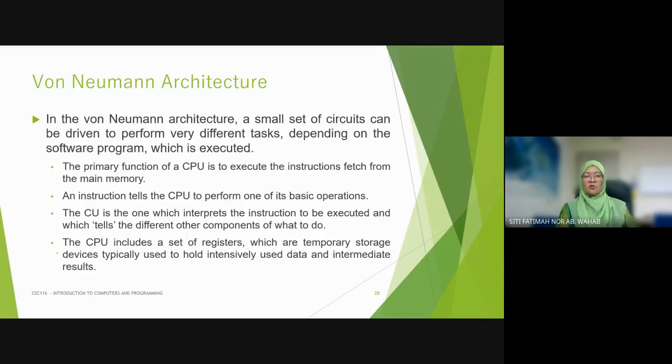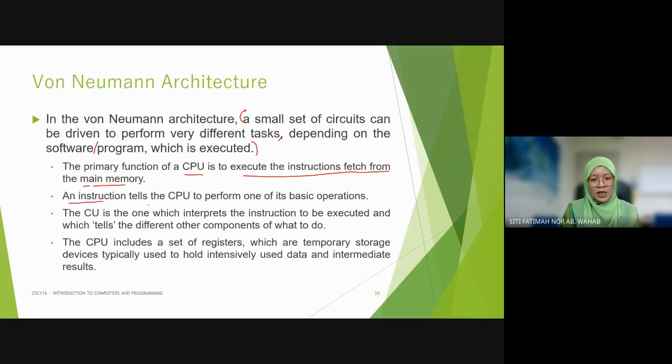So in the von Neumann architecture, a small set of circuits can be driven to perform very different tasks depending on the software which is executed. Software is a program. The primary function of a CPU is to execute the instructions that are fetched, which you take from the main memory.